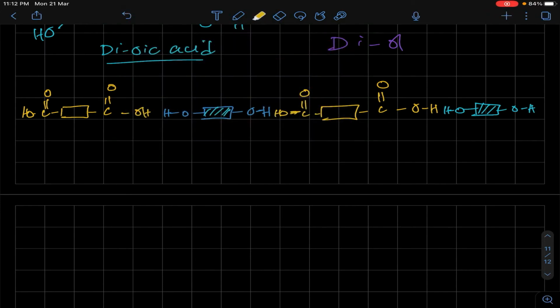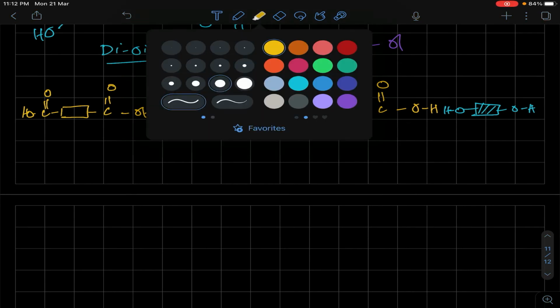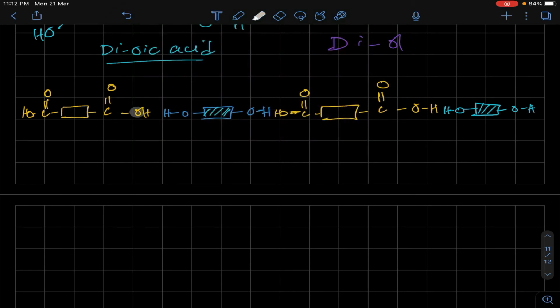Now, what would be lost in this case? From the dioic acid, the OH group would be lost. From the alcohol, H would be lost. One water molecule. Again, H and OH, H and OH. So how many water molecules are lost here? Again, 4 water molecules are lost because we have drawn 4 monomers. So the number of monomers drawn would be equal to the number of water molecules lost.